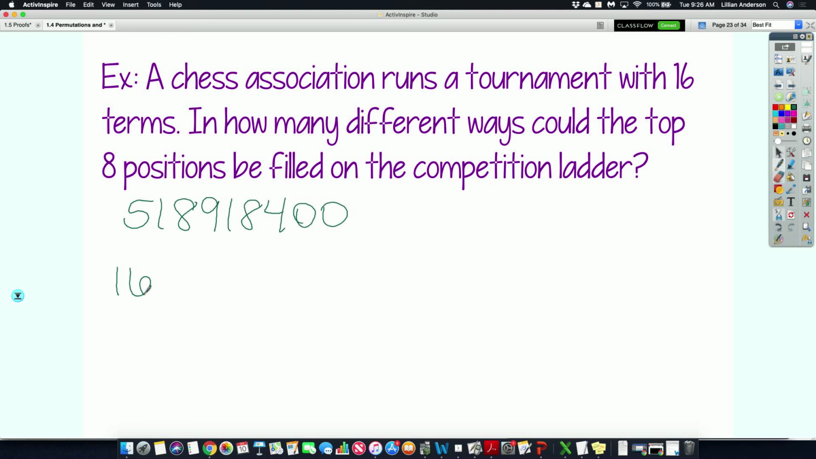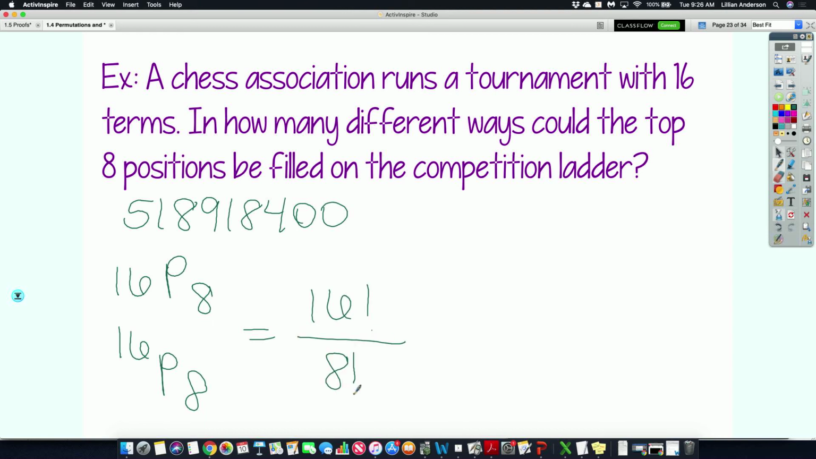that's supposed to be teams, not terms, I apologize. You have 16 teams, okay? They need to be arranged to fill the top 8 positions. So that's 16 permutation 8, written either way as 2 subscripts or a superscript and a subscript. So then that's 16 factorial all over 8 factorial once you do n minus r, and that is how you get that number there. Very good. Clear your desk. Let's try this one.